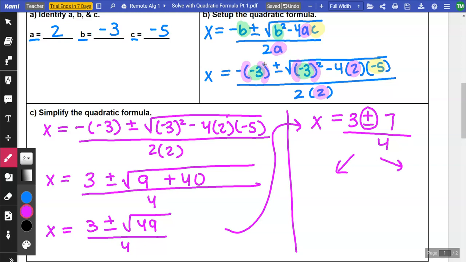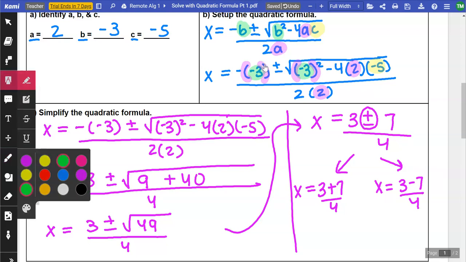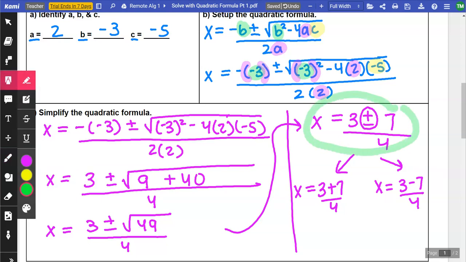So I'm going to split those 2 answers. I'm going to have x is equal to 3 plus 7 over 4, and x is equal to 3 minus 7 over 4. And yes, you do have to split it. This right here is not your final answer because this fraction can be simplified. So we want to make sure that we simplify these fractions.